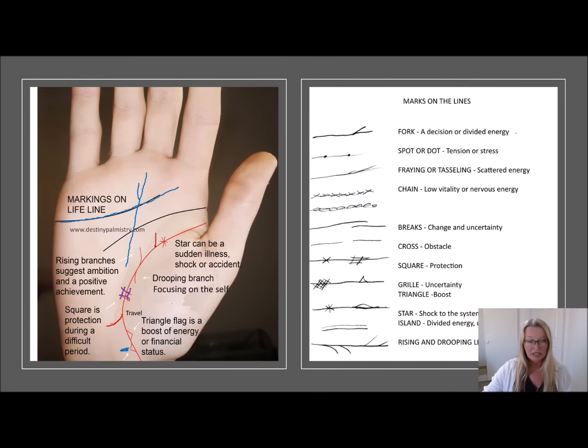Okay, so the other mark that I haven't drawn on here is literally just a bar line. I'll draw it up here near the star. If it's just a single line by itself, that's causing an obstacle. So it's called an obstacle line, and that might represent a pause in any part of the life, career, etc. Okay, let's move on and see what other picture we have.